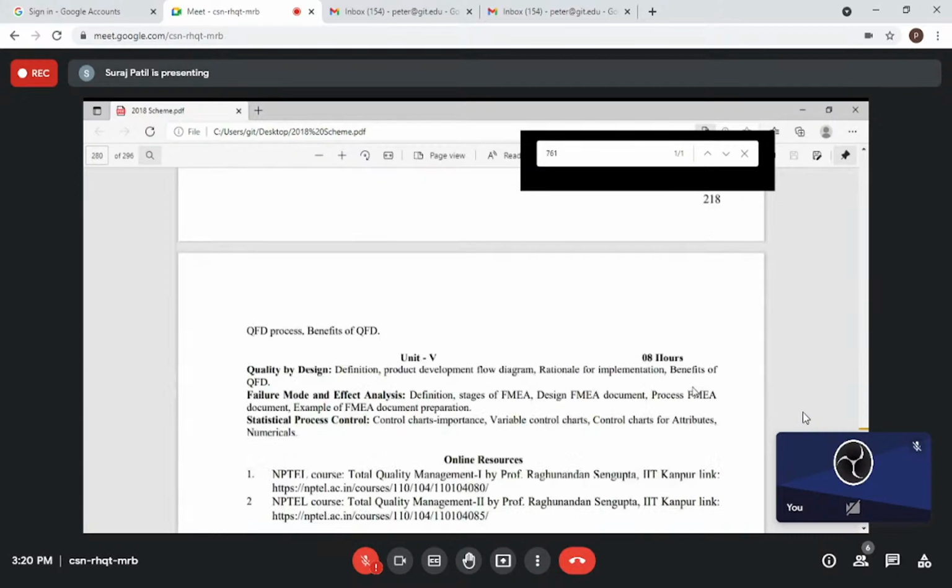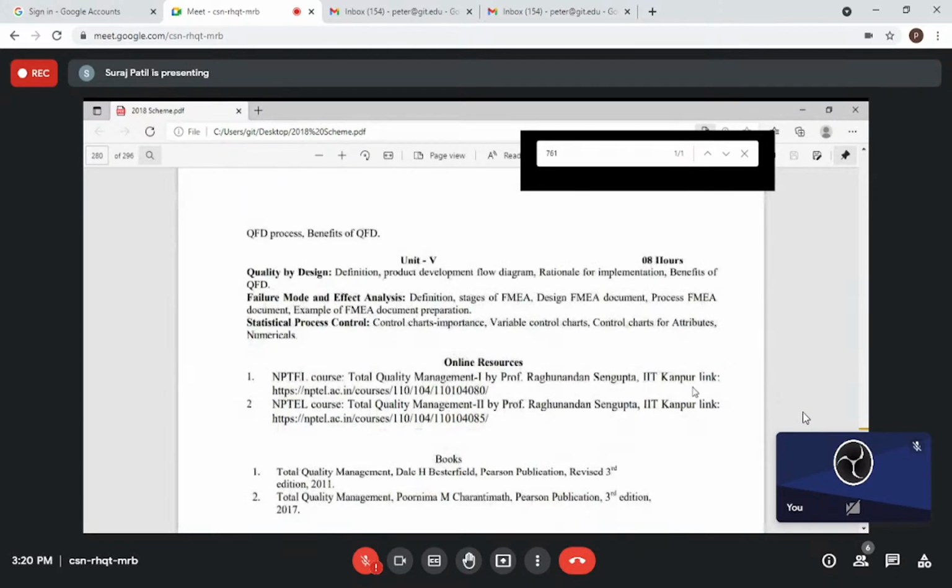Then the last chapter, that is unit 5, is something called quality by design. So how we can improve the quality in the design stage itself. Then you have failure mode and defect analysis. If any product has failed, how it has failed, why it has failed, what are the steps we can take to improve the design in order to not fail the product. Then last is statistical process control. Here you have control charts, variable control charts, and for attributes, small numericals.